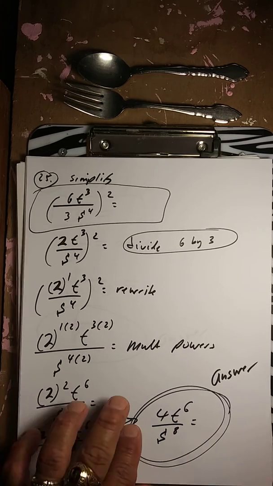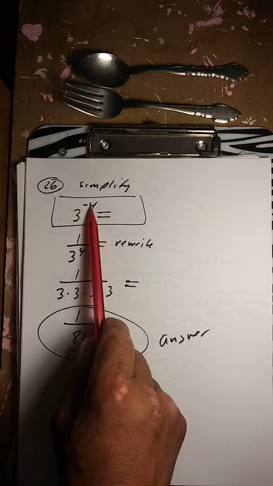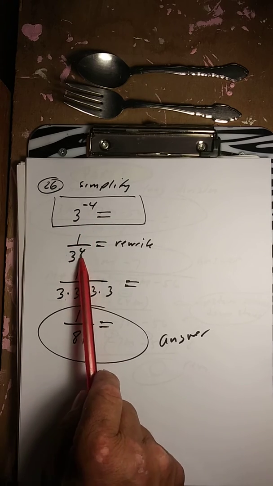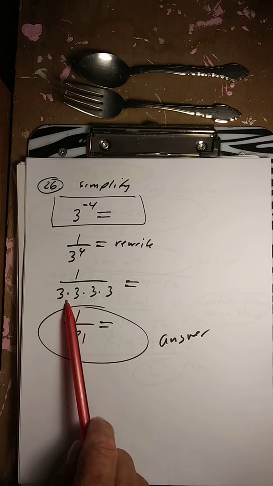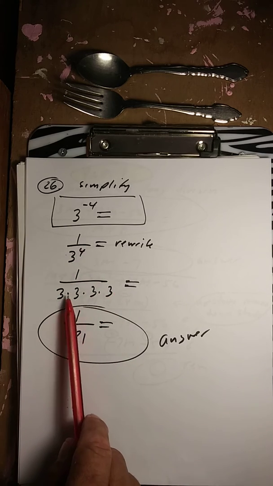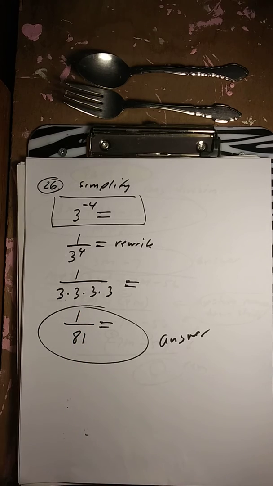Okay. Rewrite this. 3 to the negative 4 power. Rewrite this as a positive exponent, so we write 1 over 3 to the positive 4. See right there? Write it from here to there, this form. Now to expand this, that means 3 times 3 times 3 times 3. 3 times 3 is 9, times 3 is 27, times 3 is 81, so you have 1 over 81.